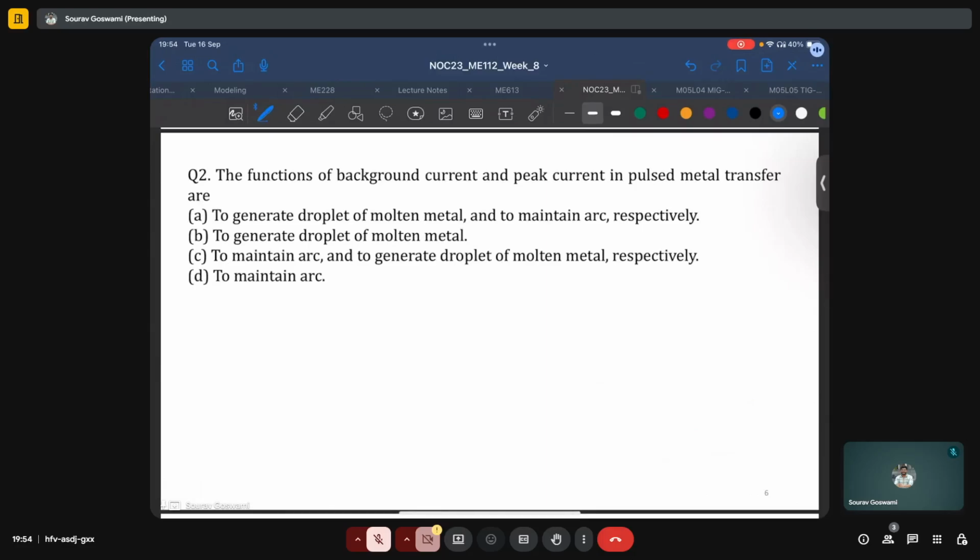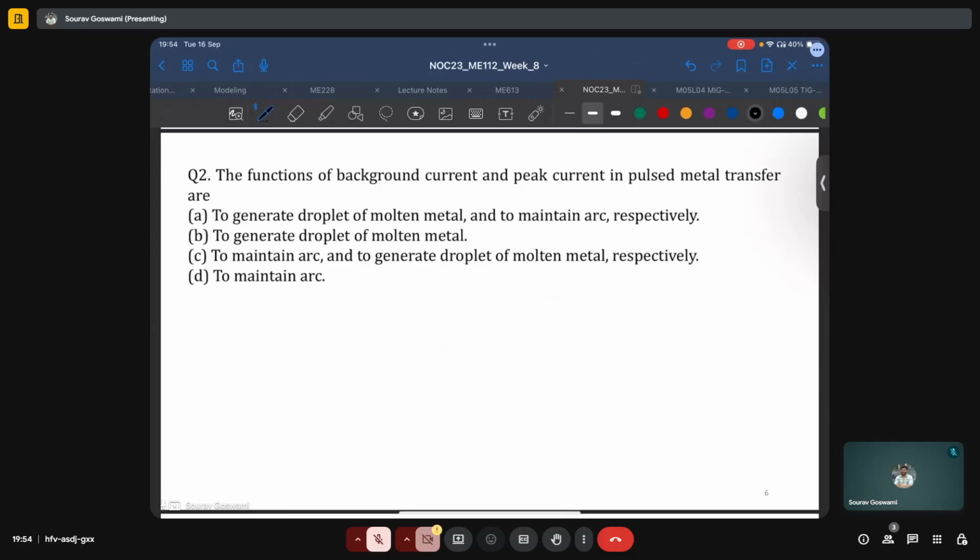Question 2 is asking us, the functions of background current and peak current in pulsed metal transfer are to generate droplet of molten metal and to maintain arc respectively. The function of both of them is to generate the droplet of molten metal, to maintain arc and to generate droplet of molten metal respectively, and for both of them to maintain the arc.